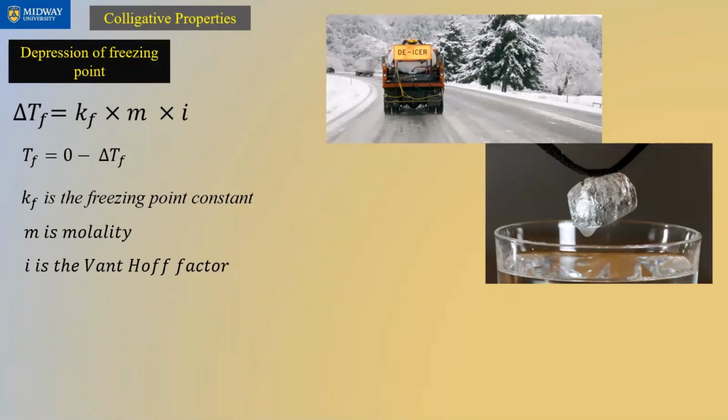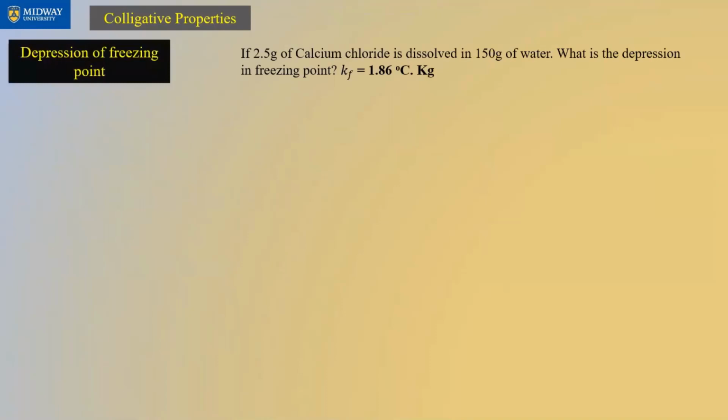To actually find the freezing point, we have to subtract it from 0. And as with the previous case, i is the Van't Hoff factor. For a metal containing compound, you have to actually count the number of species. If your compound doesn't contain a metal, that means it's nonpolar covalent, like we learned in 170, so i is 1. Let's do a problem.